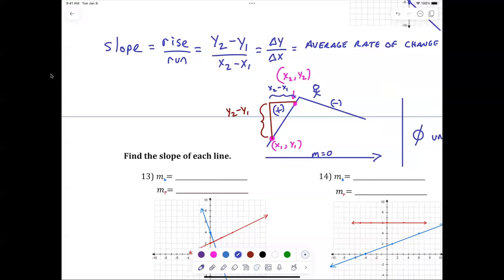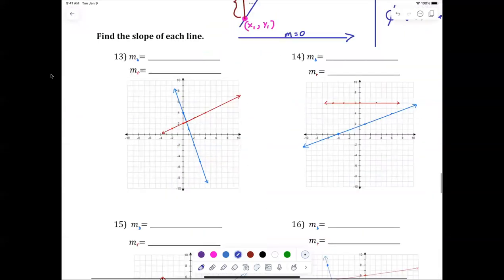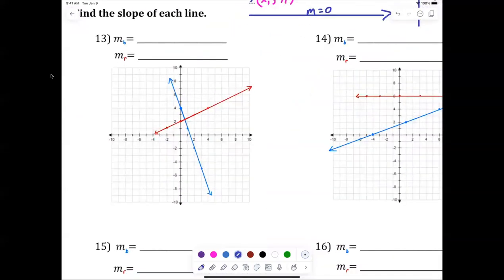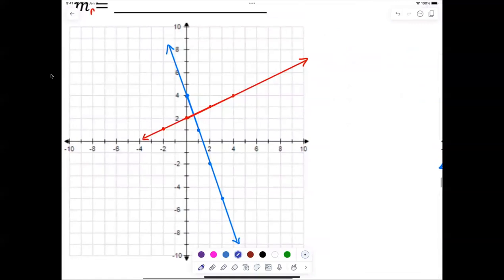So now we have examples where we have lines. The first one I'm going to do is I'm going to look at the red line here. And there's a blue line. I know it's not on your paper, but does it really matter? No, because you have to find the slope.